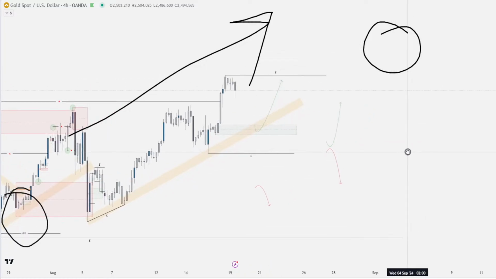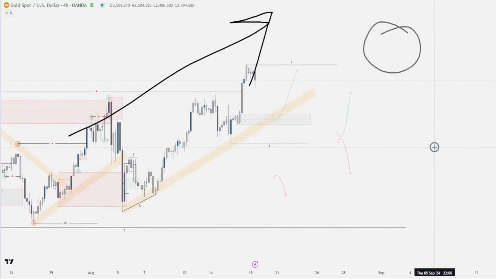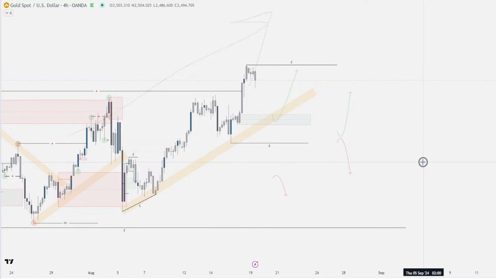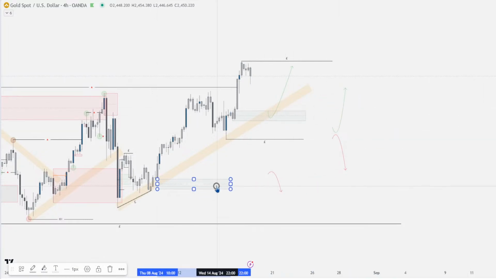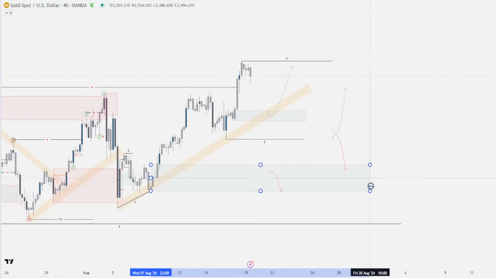Just wait for these to disappear quickly. There we go. Awesome. So we have fair value gaps within here. We have fair value gaps lower down. So we do have an area here. Now this is actually a much cleaner area of demand right here. So we're going to mark this green.